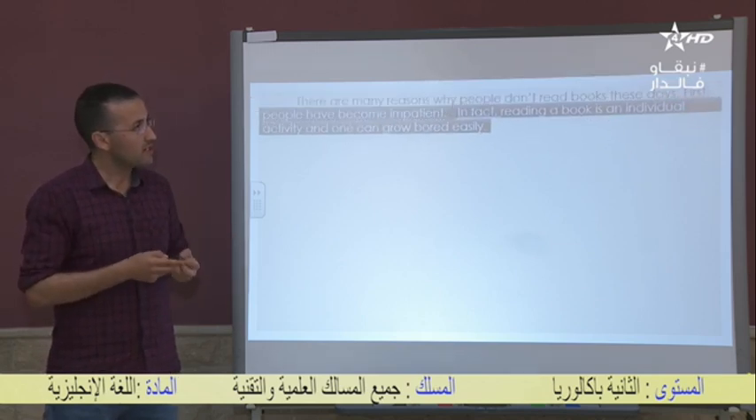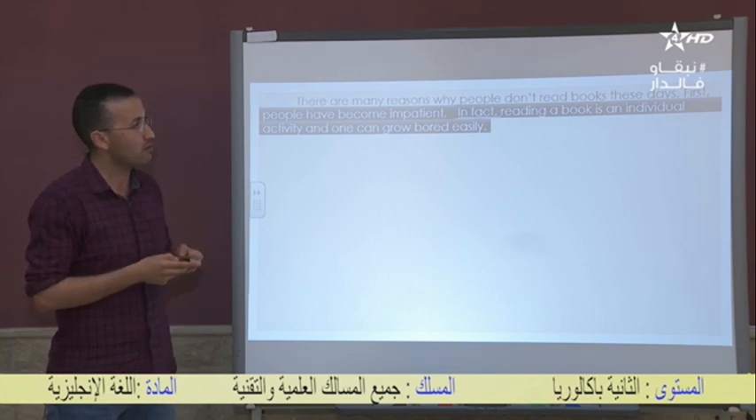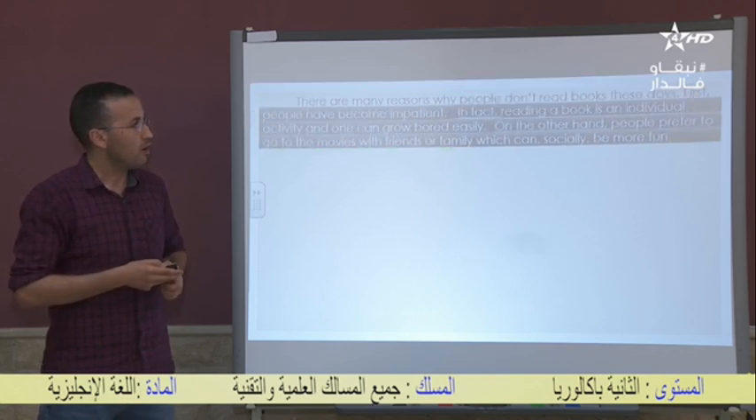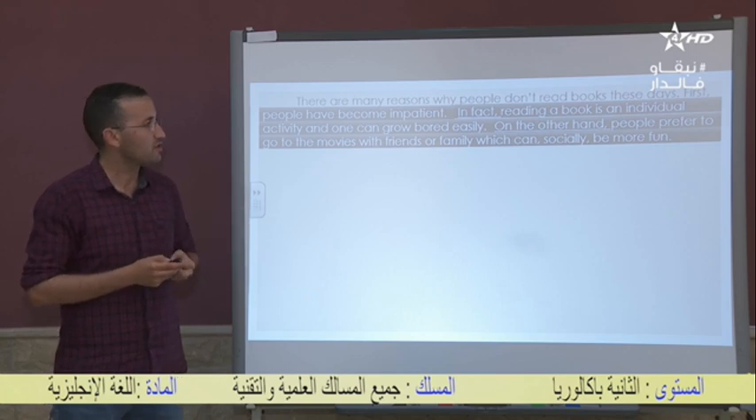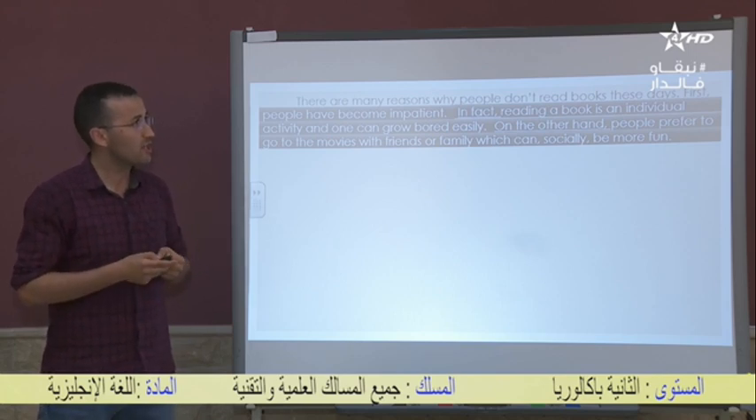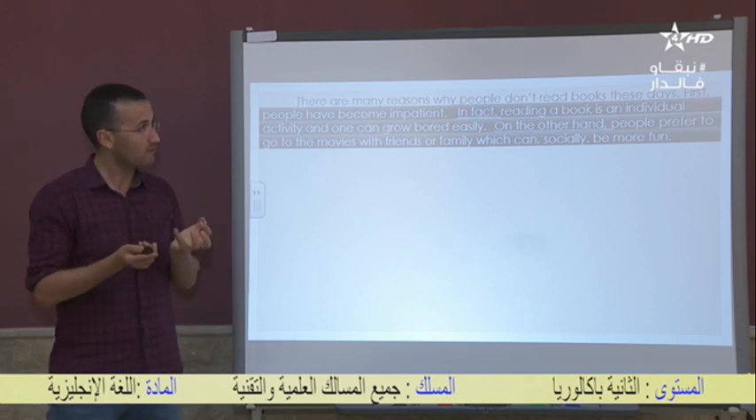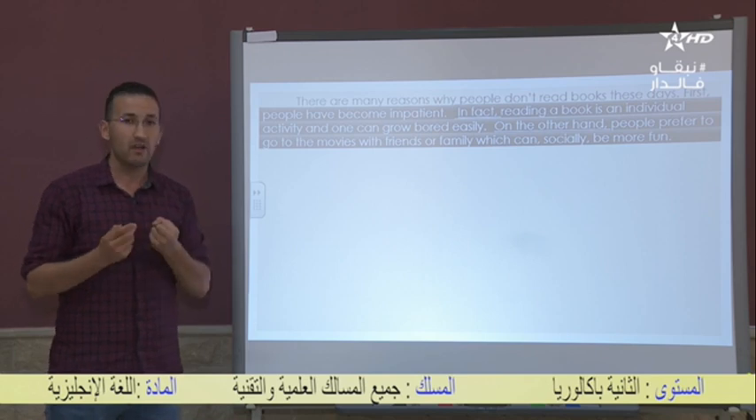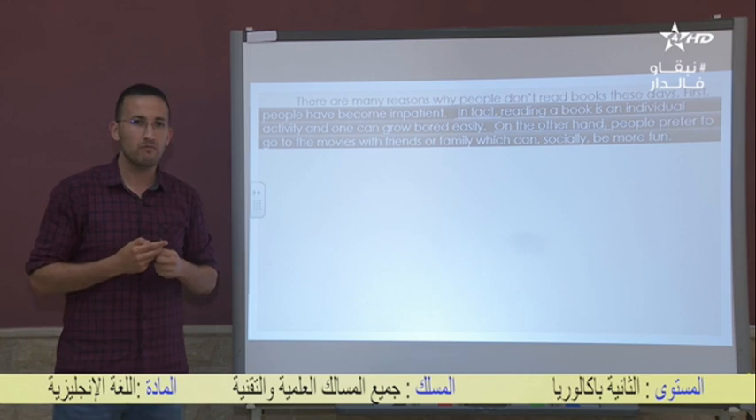In fact, reading a book is an individual activity, and one can grow bored easily. On the other hand, people prefer to go to the movies with friends or family, which can socially be more fun. So for some people, it's more fun to just go to the movies and watch a film instead of taking time to read a book.